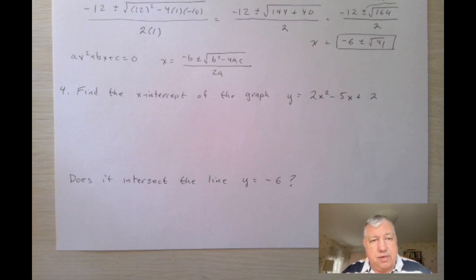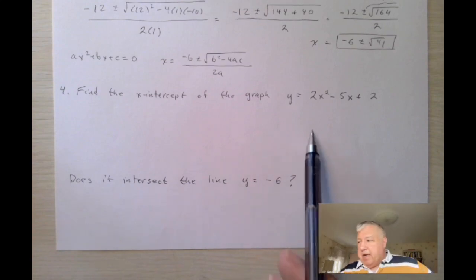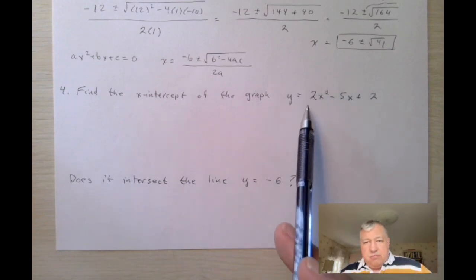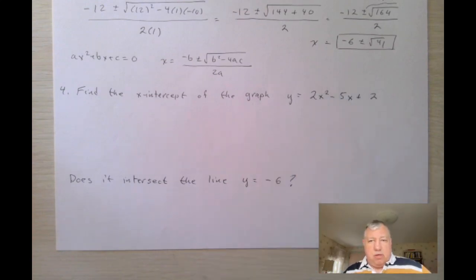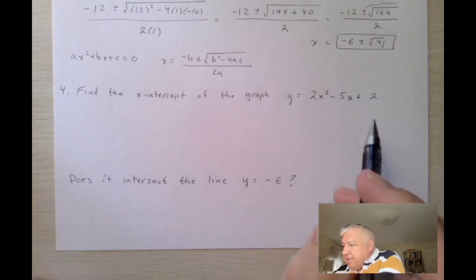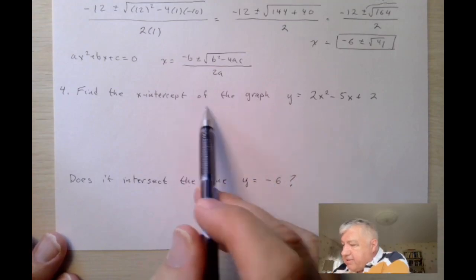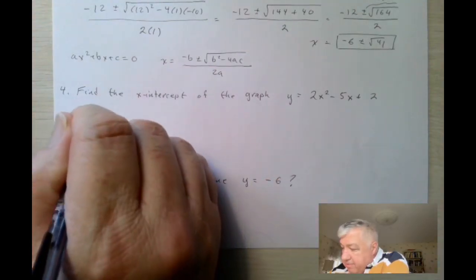Here, they're asking you to find the x-intercept of this graph given by y equals 2x squared minus 5x plus 2. Well, because this is a quadratic expression, we know that the graph is going to be a parabola, and in fact, it's going to be a parabola that opens up. But the x-intercepts are going to be where y is 0. So remember, when we find the x-intercept, we set y equals 0.